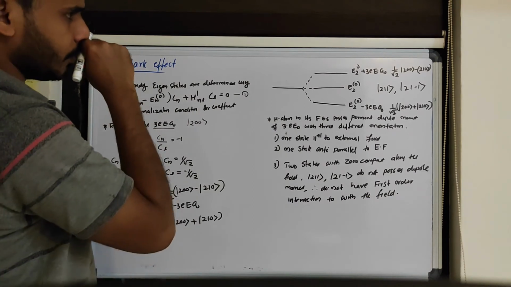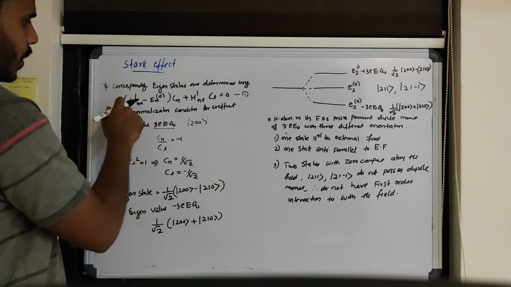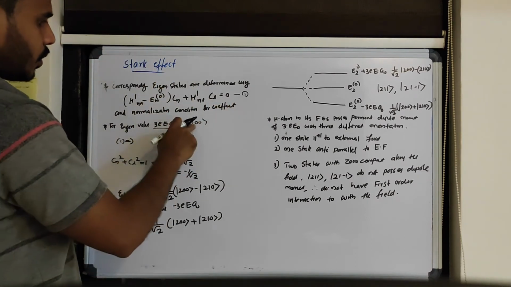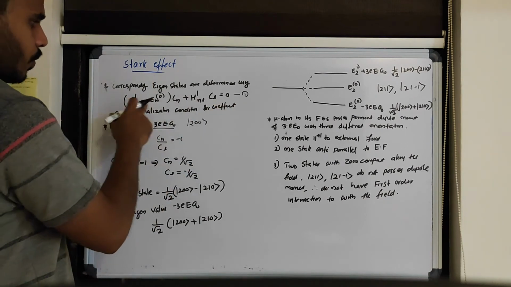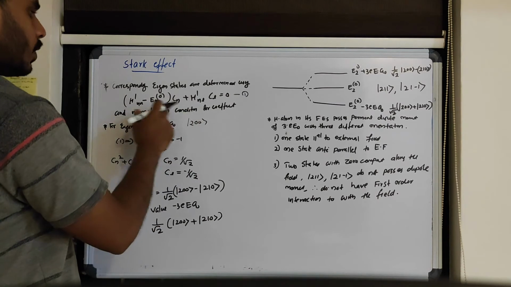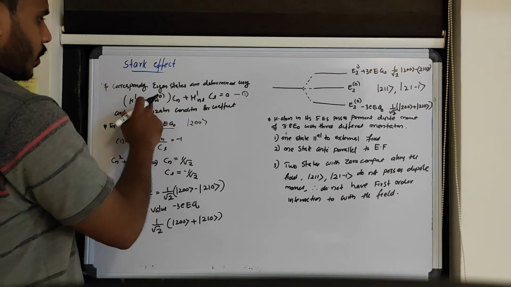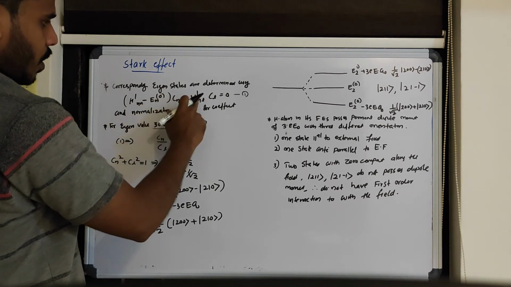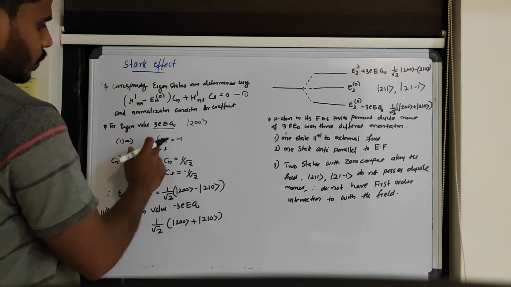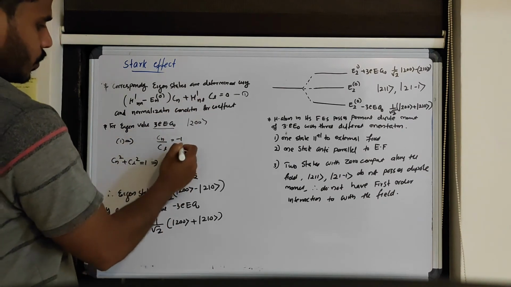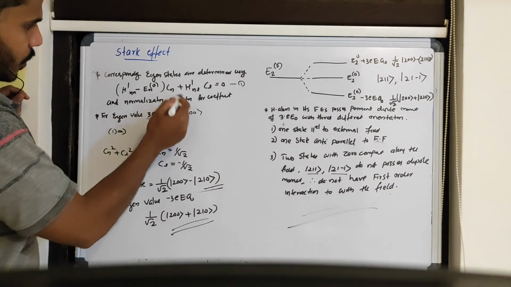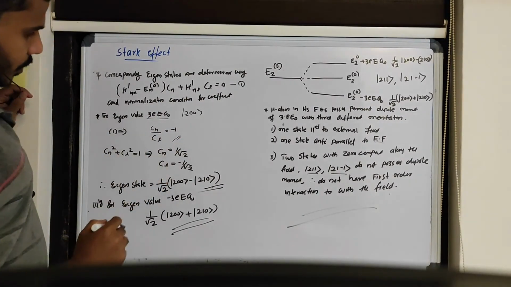And for this state, H'nn with these states will give 0. In that determinant we already saw that the 2 0 0 state with H' will give 0, and H'nl will give the same value, minus 3E0. So here minus 3E0 into Cn, minus 3E0 into Cn. From this we can find Cn by Cl is equal to minus 1.